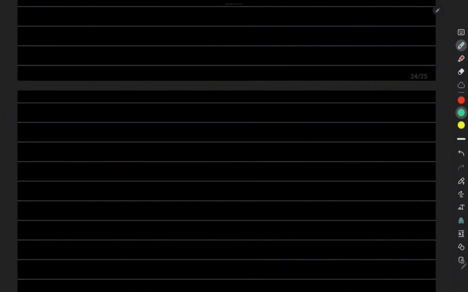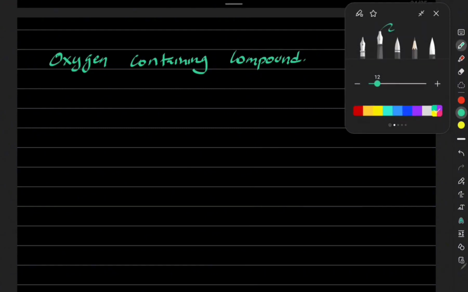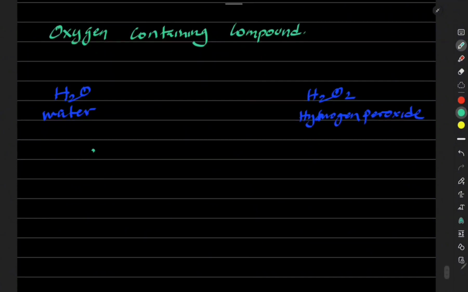Now let's discuss oxygen containing compounds. Under group 16 elements, there are two oxygen containing compounds: H2O and H2O2, water and hydrogen peroxide. Let's know the structure of water: O, single bonds to hydrogen, and two lone pairs. Now the structure of hydrogen peroxide: O, O, H, with lone pairs.